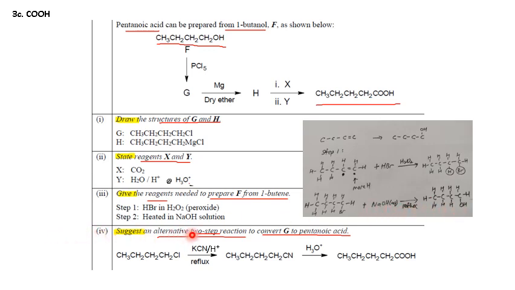Okay, 4 suggests an alternative two-step reaction to convert G to pentanoic acid. Besides Grignard reagent, actually we can use KCN/H plus reflux, okay, the CN negative ion means the CN nucleophile will be substituted with Cl, and then hydrolyze the CN, then it will form carboxylic acid.